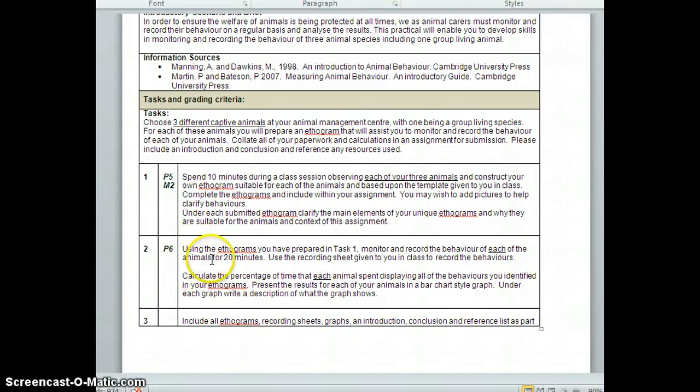Task 2: using the ethograms you have prepared in task 1, monitor and record the behaviour of each of the animals for 20 minutes. So these are different observations, 20 minutes each. Use a recording sheet given to you in class to record the behaviours. So every minute that elapses, you need to write down what that animal is doing at that time.